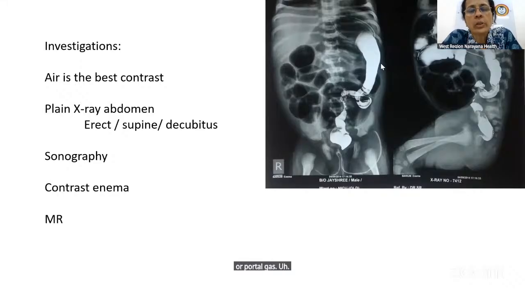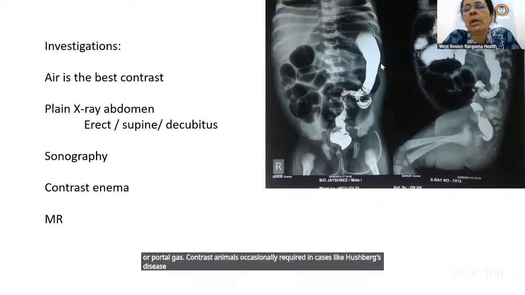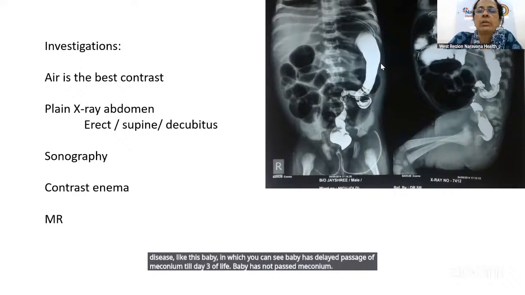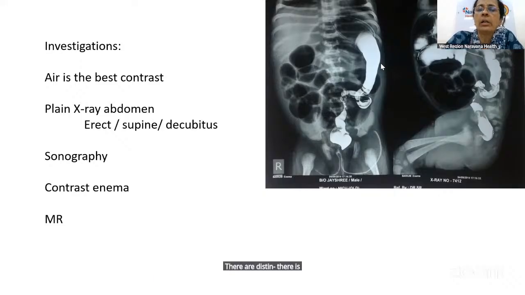Contrast enema is occasionally required in cases like Hirschsprung's disease, like this baby, in which you can see the baby has delayed passage of meconium till day 3 of life. The baby has not passed meconium. There is distension and dilated bowel loops.